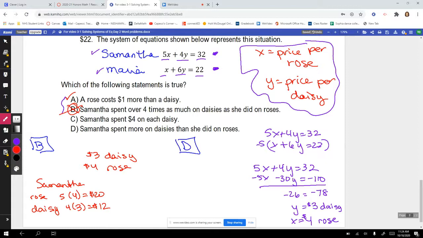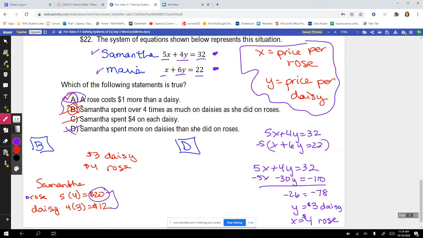Okay. Letter C, Samantha spent $4 on each daisy. No, that's not true. She spent $3 on a daisy. Each rose was $4, right? And the last one, Samantha spent more on daisies than she did on roses. Well, let's even go back. No, that's not true either. She spent more on roses, right? That's $8 more. So the answer is, in fact, letter A, which is what we thought originally.